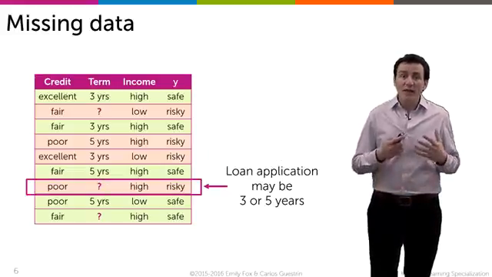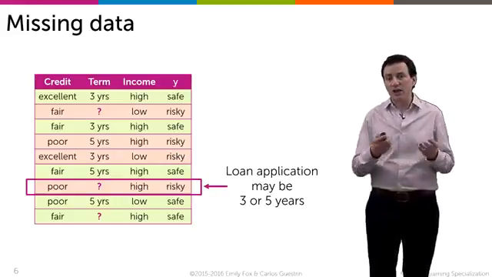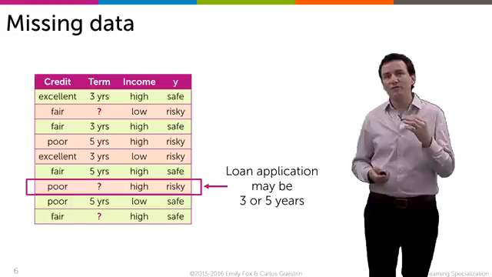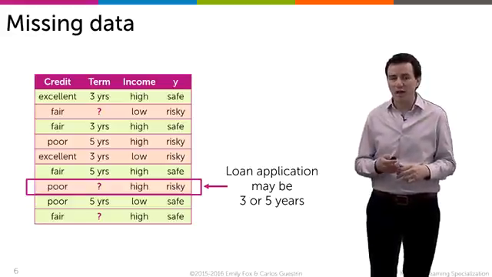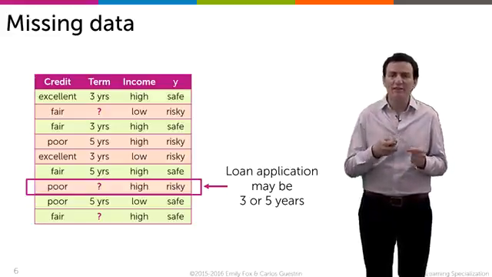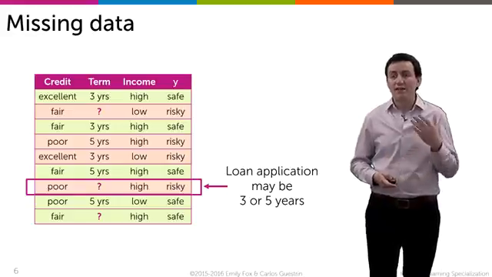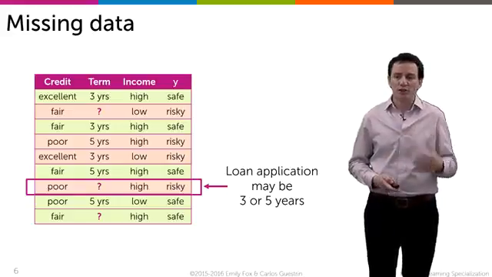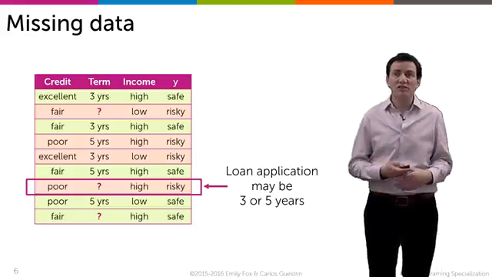Now, in reality, we have missing data. For example, in this highlighted row, I might know that for this particular loan application, the credit was poor, the income was high, it turned out to be a risky loan, but nobody entered whether the loan was a 3-year loan or a 5-year loan. And that might be true for multiple data points. And the question is, what can we do about this? What impact does it have on our learning algorithm?